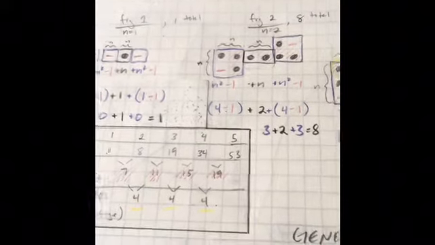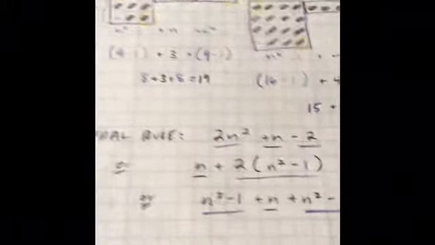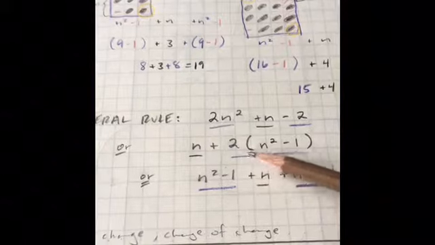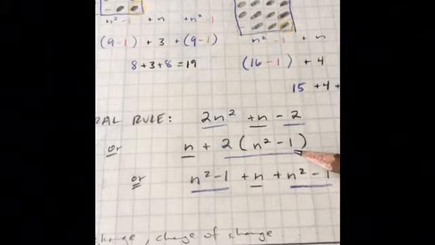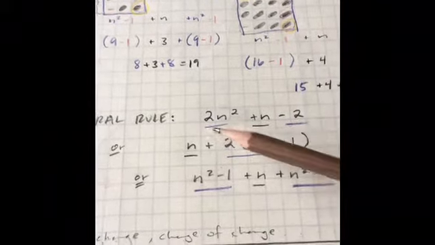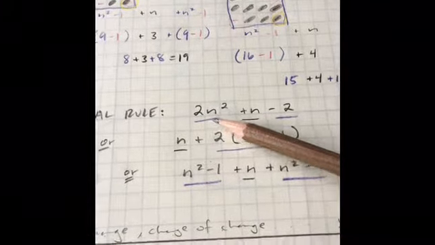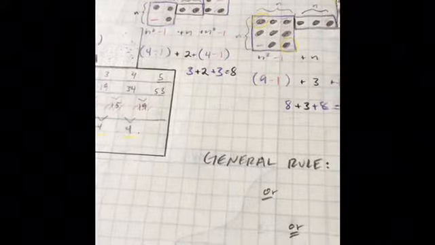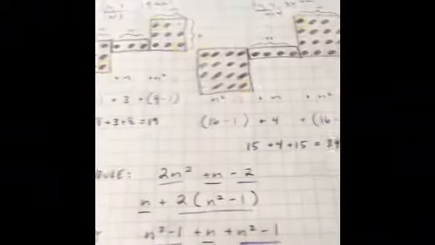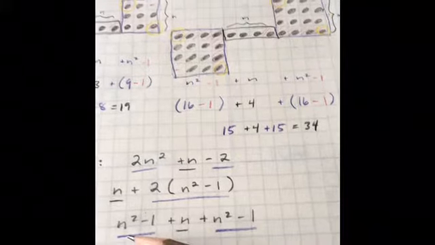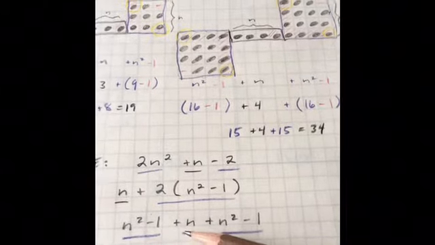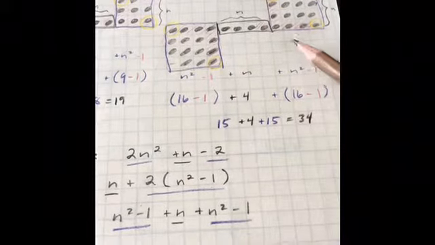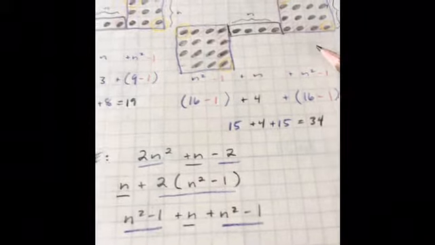And the general rule that I used to describe my pattern was n plus 2 times the quantity n squared minus 1, or another way, 2n squared plus n minus 2, or lastly, the way I laid them out underneath each of my pictures was n squared minus 1 plus n is this section in the middle, plus another round of n squared minus 1.